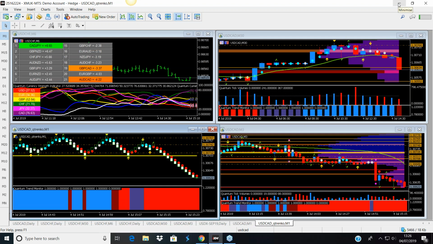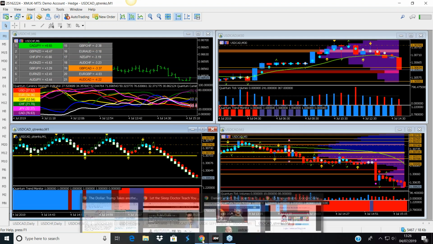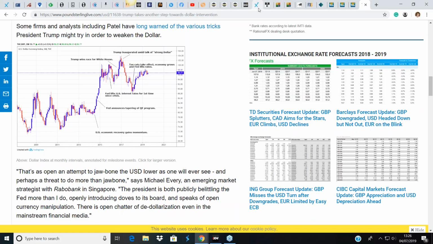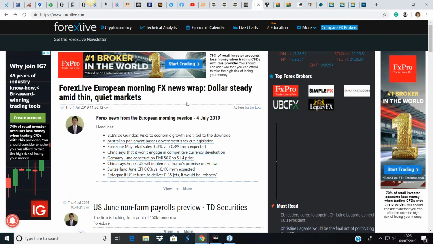And as I said earlier about the US dollar, I just wanted to mention, let's have a look. We are in the middle of a currency war, manipulation. Well, that's always been part and parcel of trading anyway. What does Forex Live have to say? They haven't updated since 11:30. Dollar steady, thin, quiet markets. It really kind of says it all. But I just wanted to highlight this.